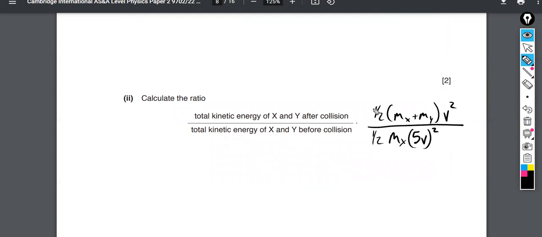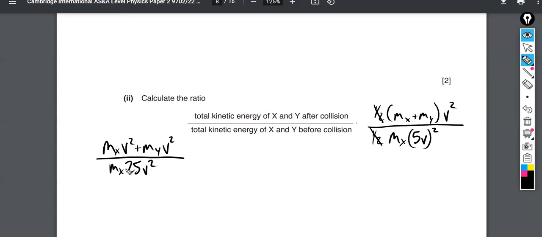All right, 1/2 divided by 1/2 is 1, and 1 times the rest is just the rest. Then I'm going to distribute this v like this. And so I'll say mxv squared plus myv squared over mx 25v squared. So you square everything inside of that, and we get this.